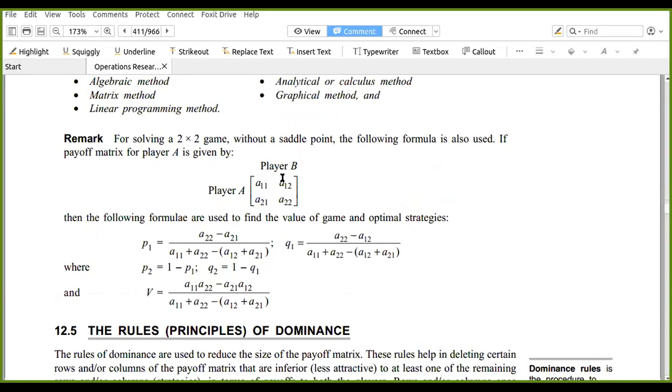Similarly, A12 will indicate, I think you can see my cursor, is it or not? Okay. So A12 will indicate that player A continues to use strategy 1, but player B uses strategy 2. Now this is a smaller matrix. Let us say there is a bigger matrix.